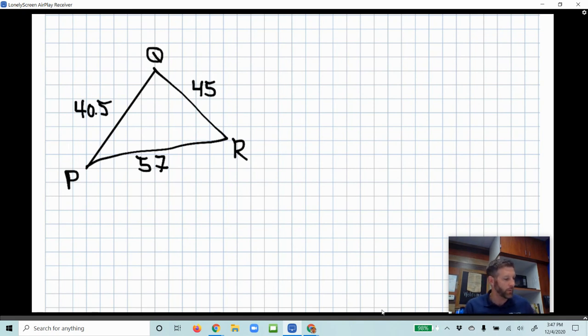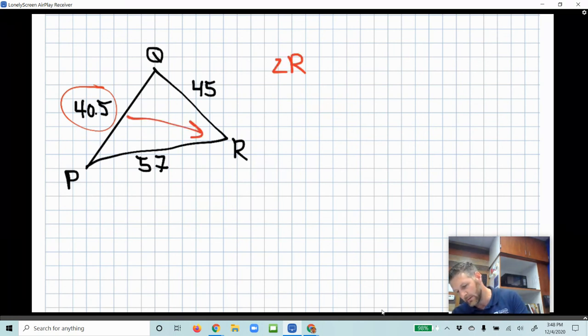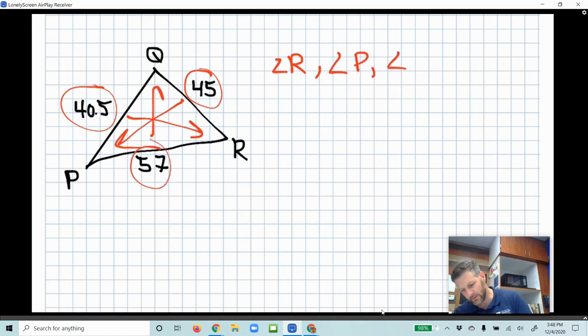Alrighty, and then number 4, real basic, trying to show the corresponding relationship between angles and sides. It just says write the angles in order from smallest to largest. And how would you know that? Well, again, what that states is simply you just look at side length. So there's the smallest one. That means that angle R must be the smallest. Angle R, followed by the next number, 45, so angle P, followed by the largest, 57, which is angle Q.